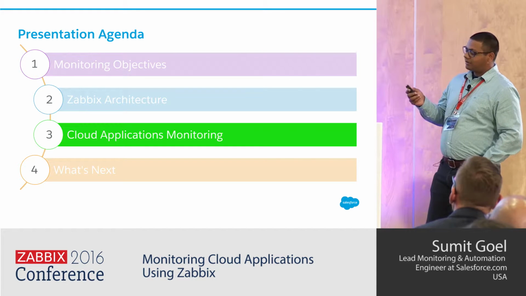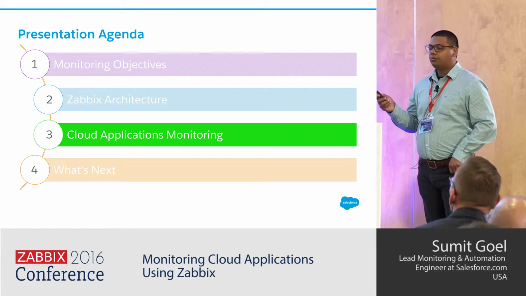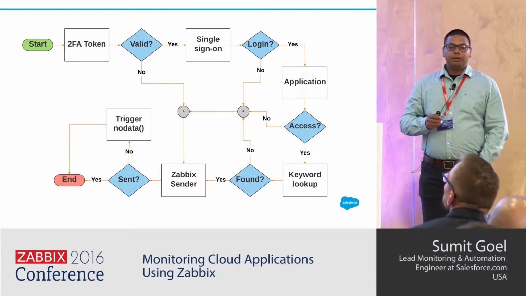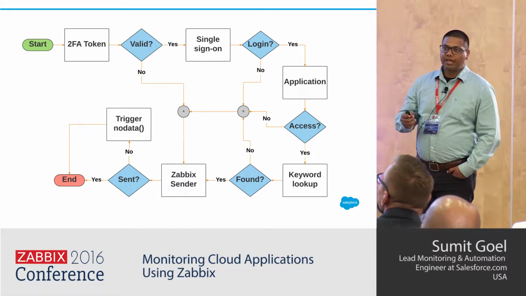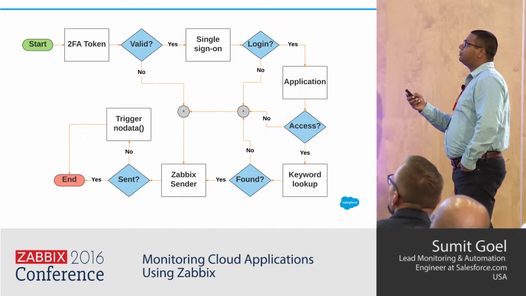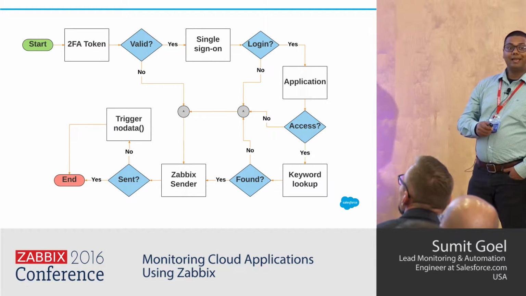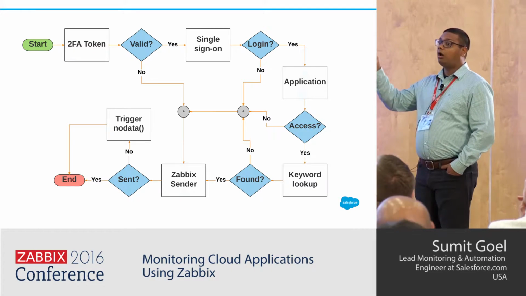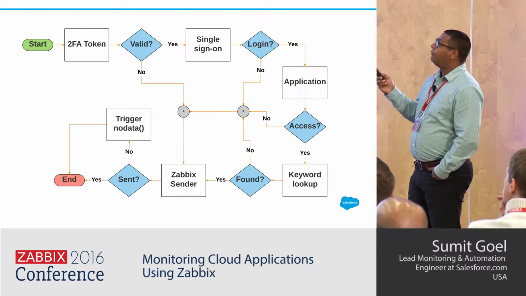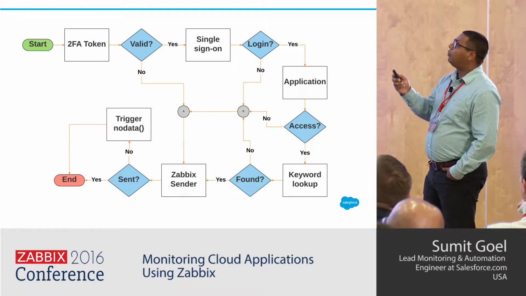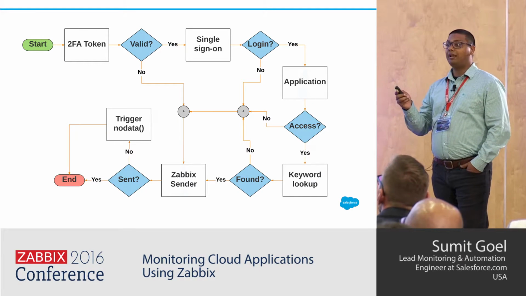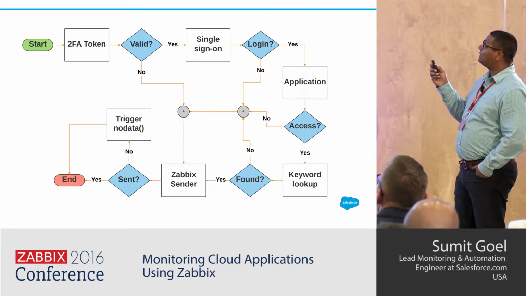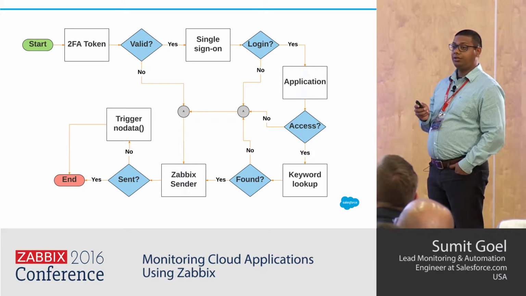Let's dig deeper into cloud application monitoring. A very common way users access the application is they obtain the 2-factor authentication token, they log into some single sign-on system, and then they access the application. And we have automated all of this process. We programmatically obtain the token, and we validate it. If the token is valid, then we log into the single sign-on system. And if it passes the login, then we access the application.